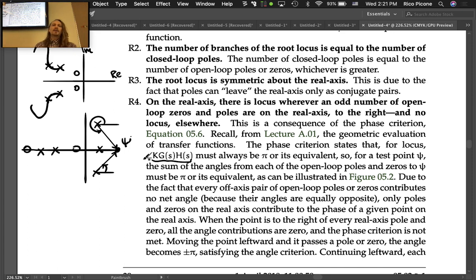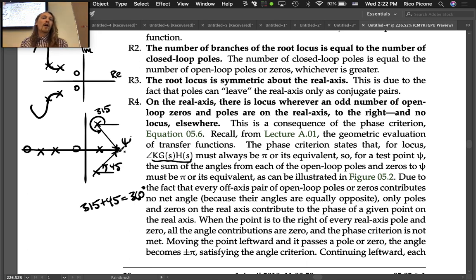So for any pair that's off the axis, if this is, say, 45 degrees, this is going to be negative 45 degrees, right? It's always symmetric. So if it was 45 degrees, then it's going to be 315 degrees. So this is 315. This is 45. And when you add 315 and 45 together, you get 360 degrees. Or in other words, there's no angle contribution from these complex conjugate pairs to any test point on the real axis. And that's what we're concerned with in this rule, what's on the real axis, right? So nothing off the axis matters. So let's look at the ones that are on the axis.